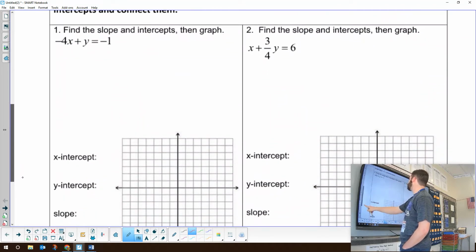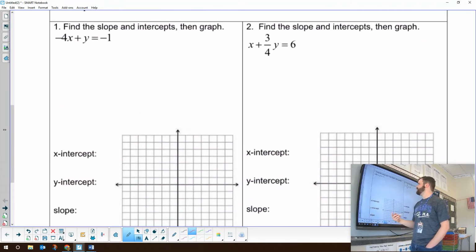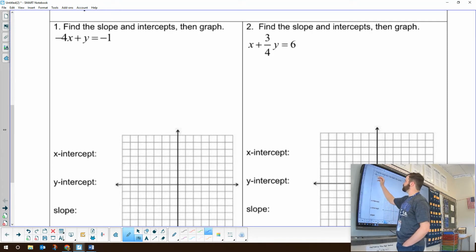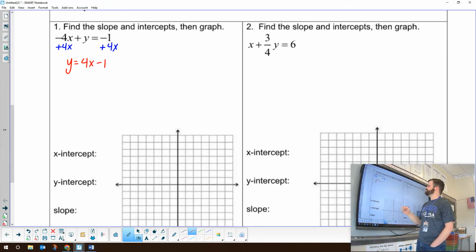So on number 1, it says find the slope and intercepts, then graph. All right, so the first thing we need to do for all of these problems is solve for y. Okay? So to do that here, this one's really simple. I just need to move this negative 4x over. To do that, I'm just going to add 4x to both sides, and I'm going to get y equals 4x minus 1.